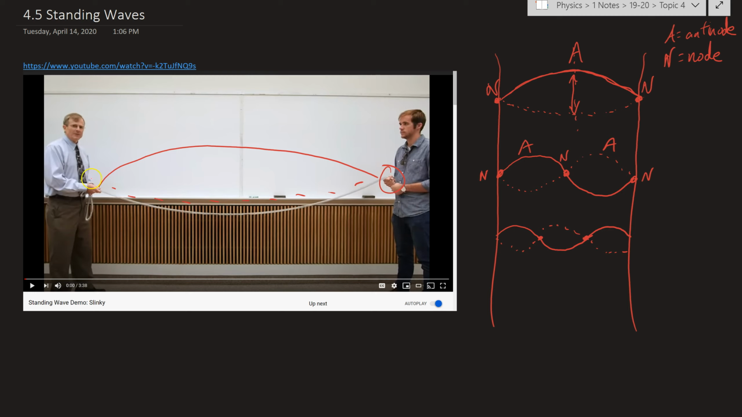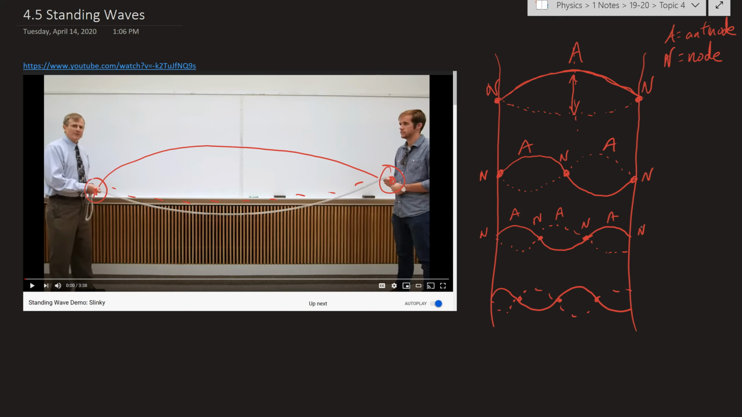Because in the video, these people's hands are fixed in place, so it's kind of forcing it to be nodes at the end. But anyway, the point is, practice sketching these diagrams so that when you need the formula, you can come up with it yourself. The next pattern will have 3 nodes out here in the middle, like this, and so on, so forth. Node, antinode, node, antinode, node, antinode, node.